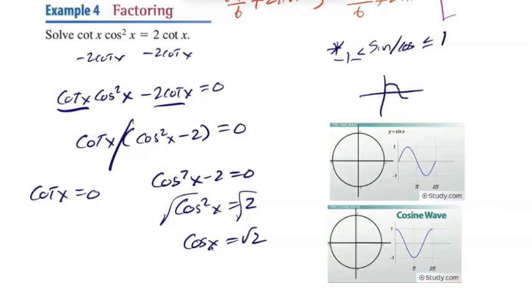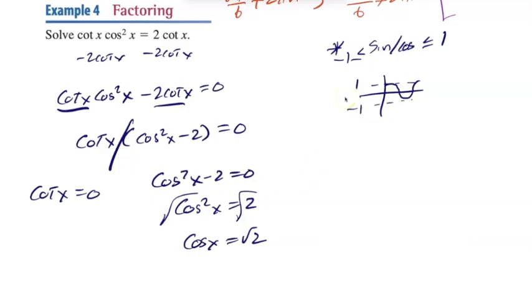Here's my graph of cosine. The basic cosine graph goes between 1 and negative 1. Anything that's bigger than that or smaller than that, it cannot fit. This is too big. No solution. No solution to that one.